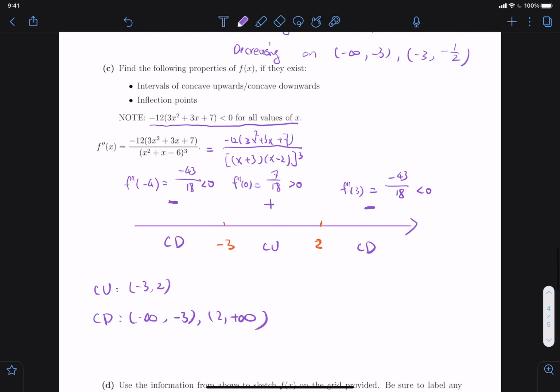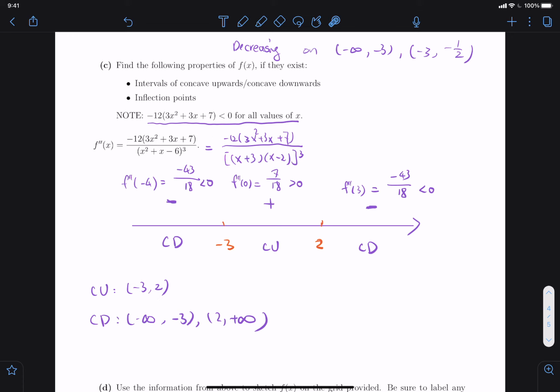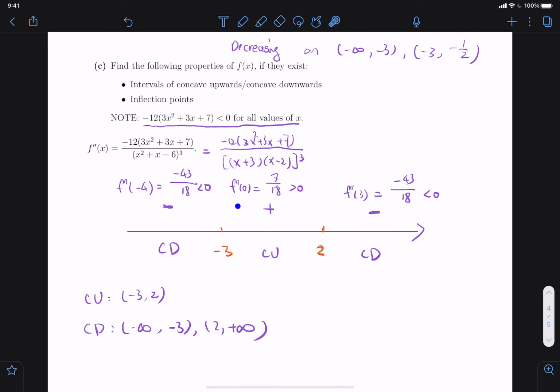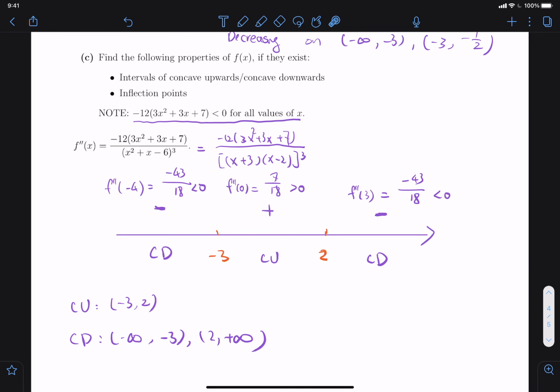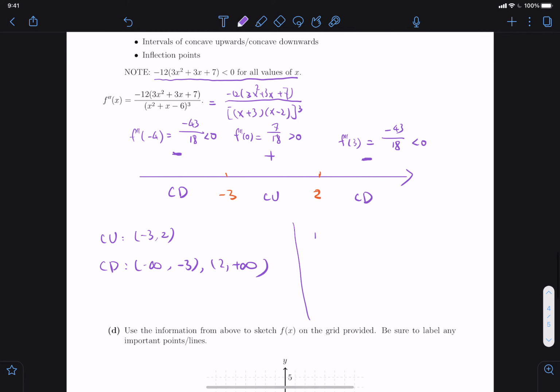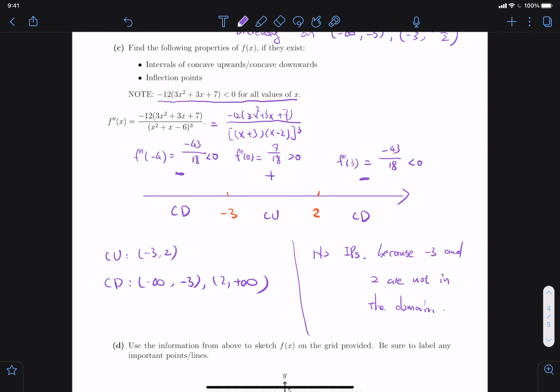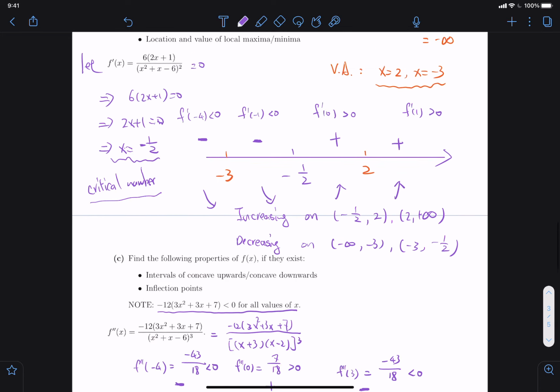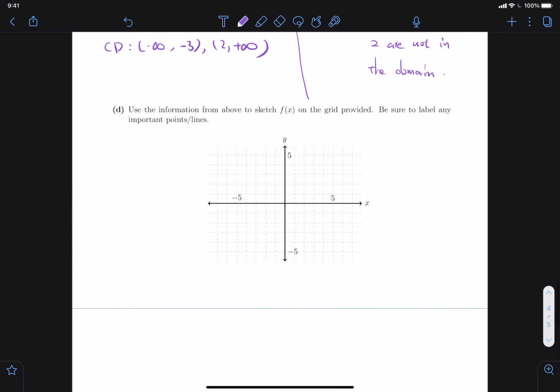Okay. And of course, we need to consider the inflection points. Right? Inflection points are where the concavity changes from negative to positive, or from positive to negative. So we were supposed to have negative 3 and 2 as our inflection points. However, these 2 points are not in the domain of the function, right? So there's no inflection points because negative 3 and 2 are not in the domain. Okay, so that saves us from finding them. Okay, so that is all about this question, and we should just finally graph it here.